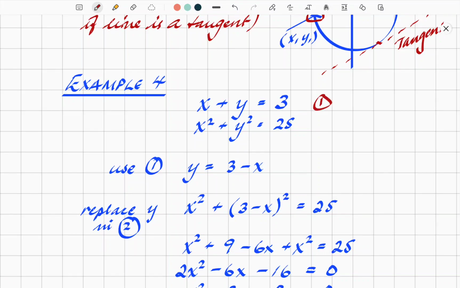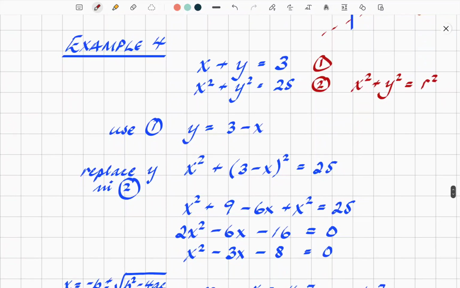x plus y equals 3. And the equation of a circle, x squared plus y squared equals 25. Remember, equation of a circle centered on the origin equals that. x squared plus y squared equals r squared. And I will be doing a video on that in the very near future, explaining circle equations, etc. So that's something to watch out for.